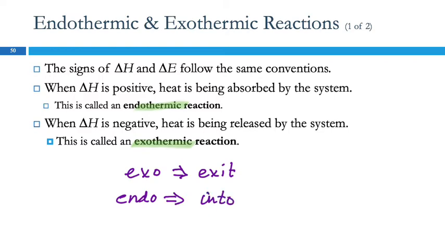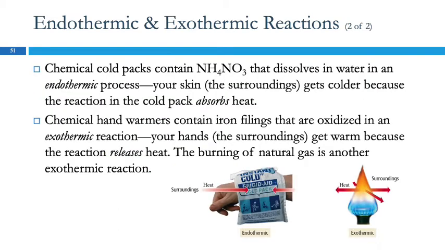Into heat. Heat's coming into the system. Okay? They're easy to confuse. We talked about the chemical hand warmers. Let's just skip to those guys. So those chemical hand warmers have iron filings that oxidize with the air, and that's an exothermic reaction. It's giving off heat. Our hands are part of the surroundings, and we get the heat, right?